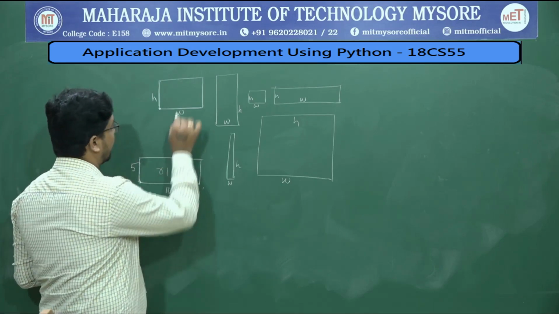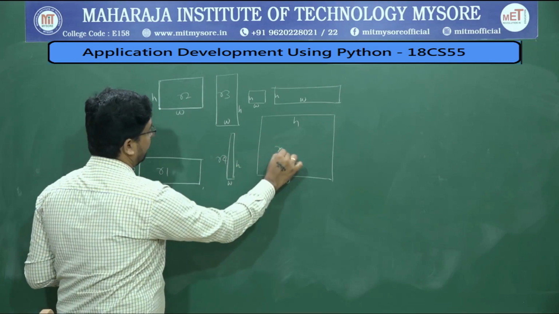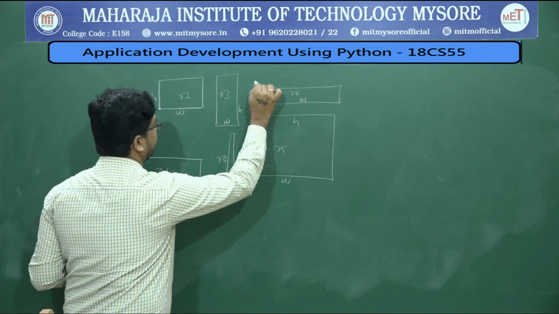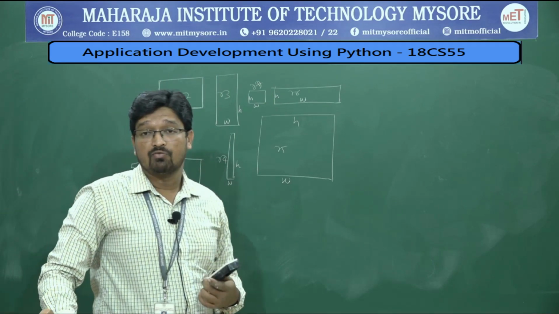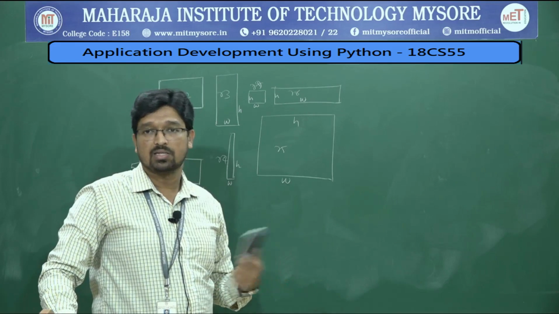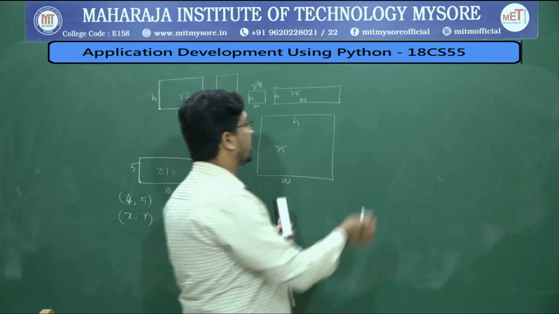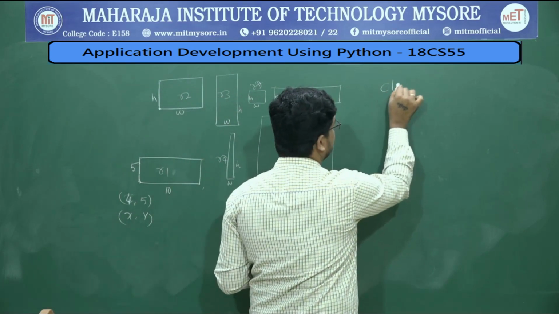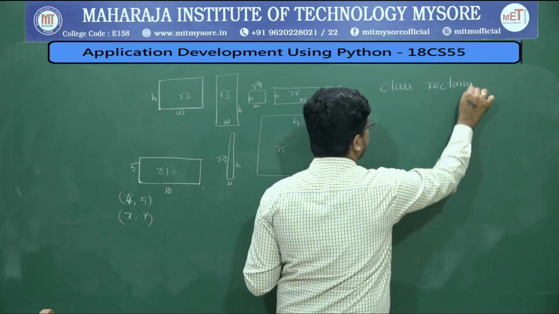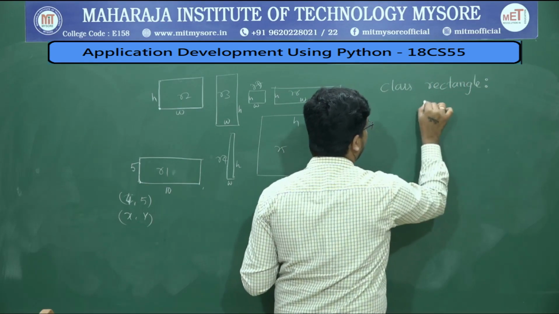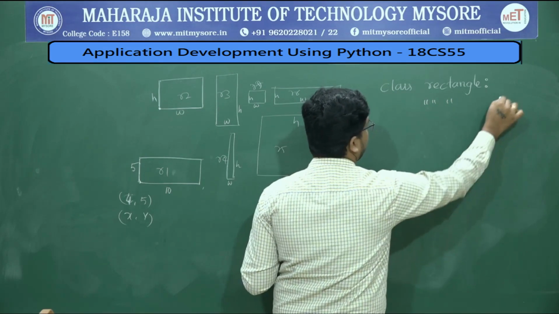Now you can create any number of rectangles. Let us say R1, R2, R3, R4, R5, R6, R7. There are 7 rectangles. Can you store all the 7 rectangles' information using a class? Yes, of course. You just need to create a blueprint of it. How to create the blueprint? First you need to write class Rectangle, then a colon, then you need to have a docstring. You can also have an empty docstring.